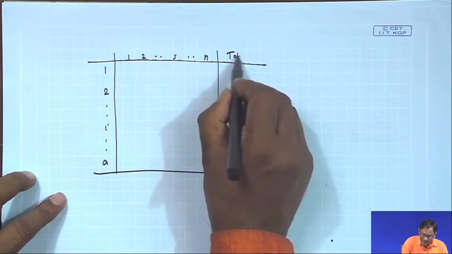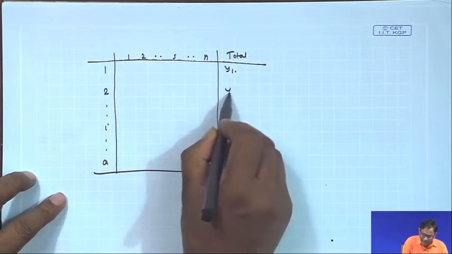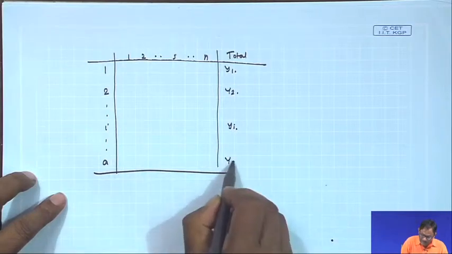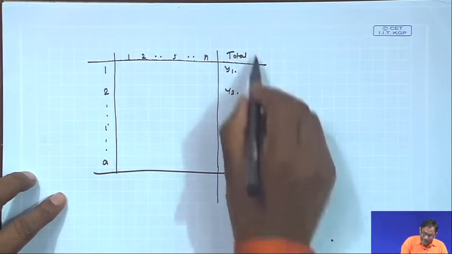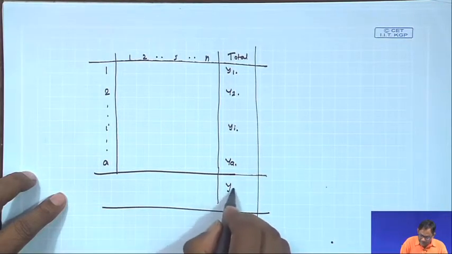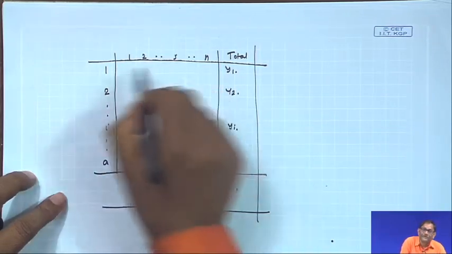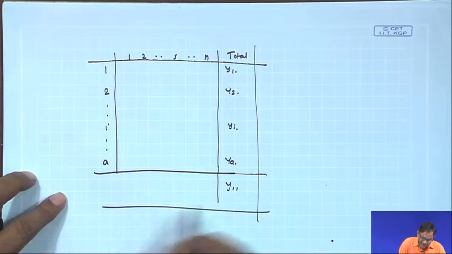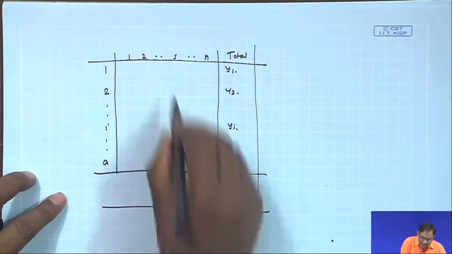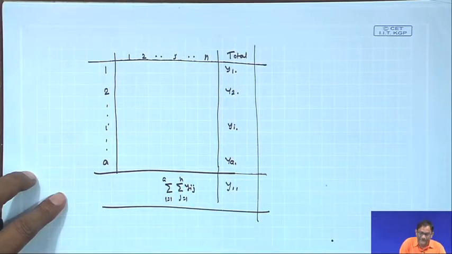Then if I write total here, this will give you y1 total, y2 total, yi total, ya total. And if you find out the grand total, this is y dot dot. Grand total is the total of all those things. This is nothing but the grand total, meaning the sum over j equal to 1 to n and i equal to 1 to a of yij.